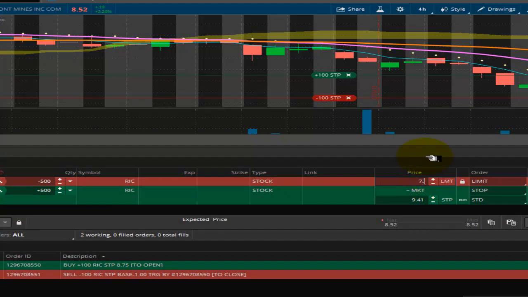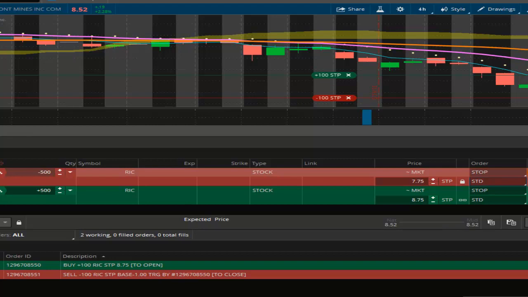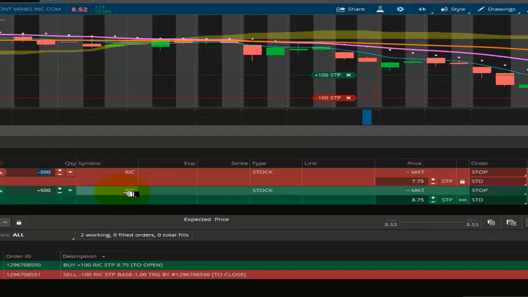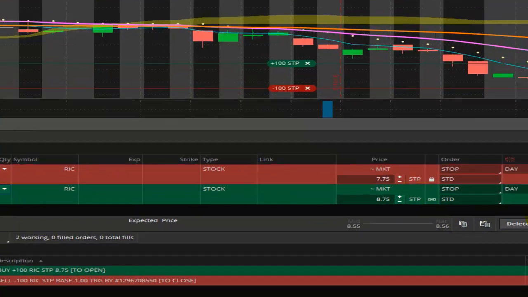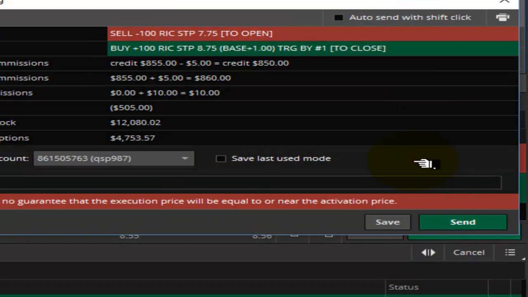I want to sell at 775, put our stop at 875. We want to do this with a stop. You can leave that as a day order, or you can leave it as a good till cancel. It's up to you. Come down here. Oh, we have to adjust it because we're doing 100 shares. So let's do this here. All right, so there we go. Now confirm and send. Same thing.